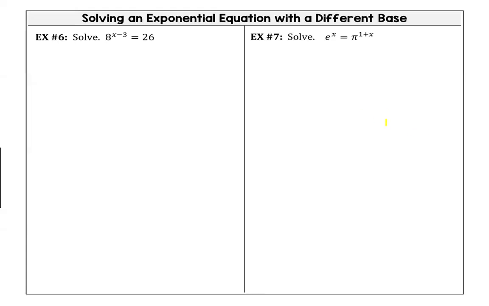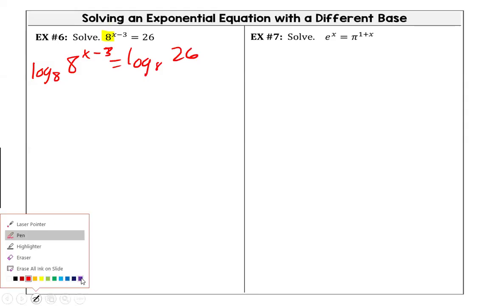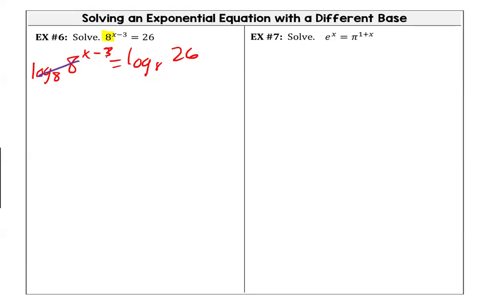So we have 8, which means that we're going to use log base 8. So this becomes log base 8 of 8 to the x minus 3 equals log base 8 of 26. By taking the log of that base, it's going to set our variable free. So our variable is now free. x minus 3 equals log base 8 of 26.